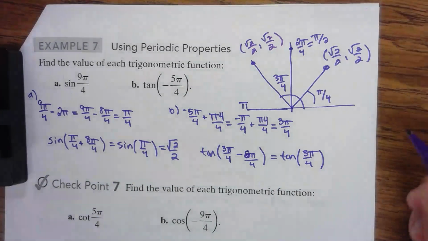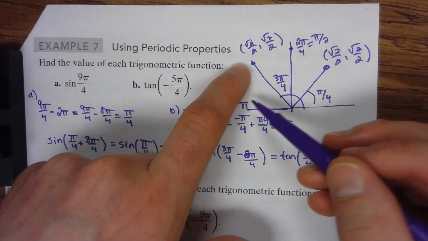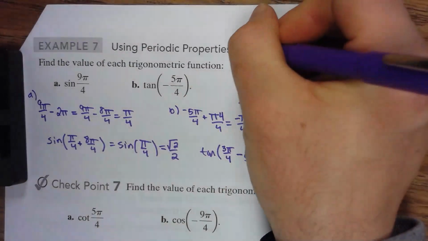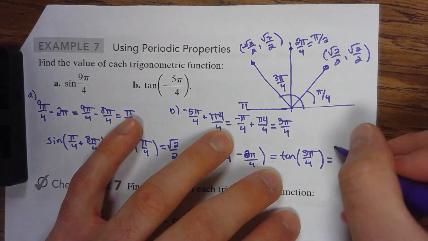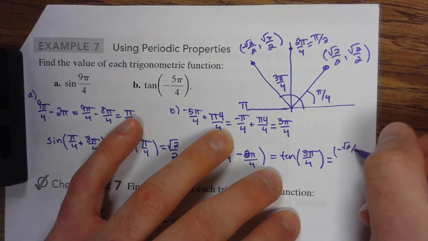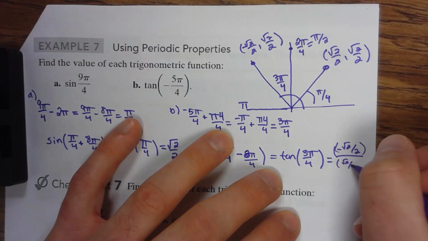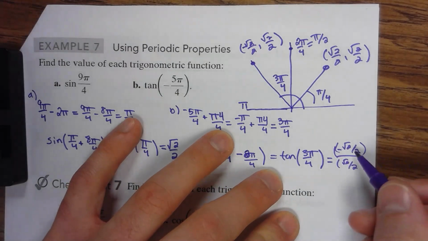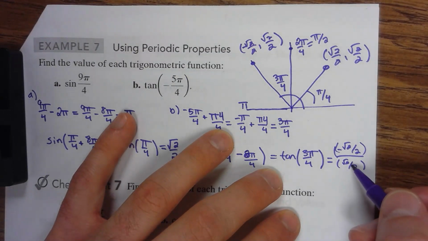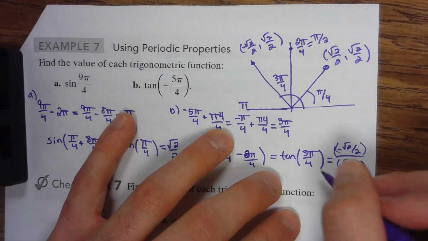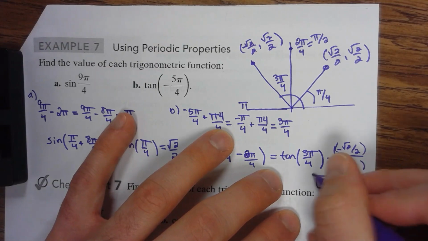But one thing we need to consider is that in quadrant 2, x is negative. So this is a negative x value. And so our value here is negative root 2 over 2 divided by root 2 over 2. And this is still anything divided by itself, which is 1. Root 2 over 2 divided by itself is 1, but now it's just negative. So it just equals negative 1.